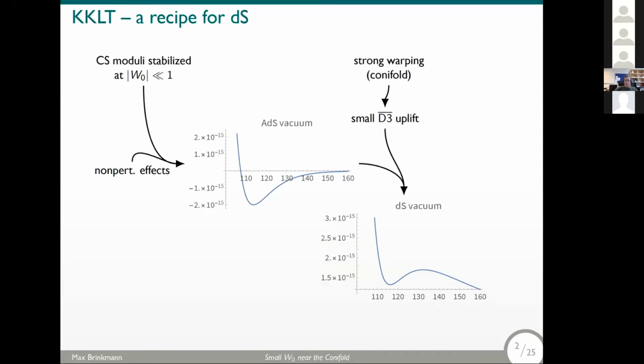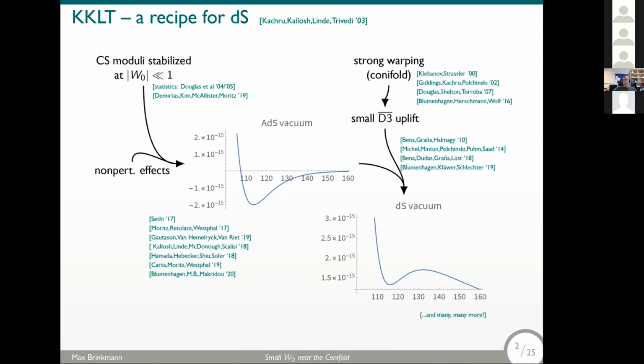Of course, we want to end up in a de Sitter vacuum, so we need to uplift this AdS vacuum using some anti-D3 branes, probably. And in order to have this uplift be very small, we also want to live in a conifold or another region of strong warping. However, this strong warping should also be there from the very beginning. So we also need to analyze the W0 smaller than 1 ingredient in a strongly warped setting.